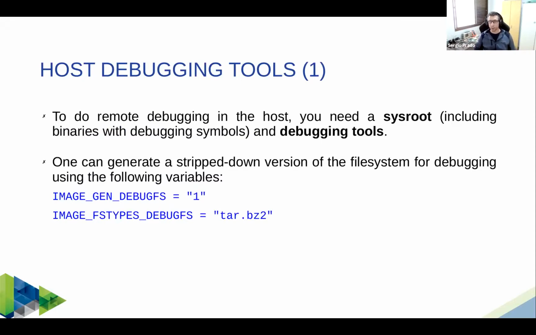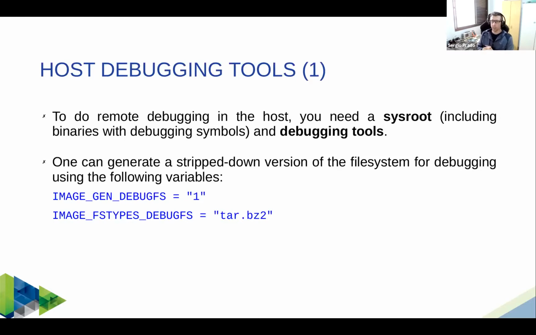Now, if you want to do remote debugging, then you will need basically two things on your host machine. You need a sysroot of your image. That's basically a version of your file system with the applications, the debugging symbols and the source code, so you can do debugging. That's one thing. And the other thing that you probably need is debugging tools. That's basically your toolchain with the debugging tools like GDB, addr2line, and things like this. That's probably what you need to do remote debugging. I think we have a few options here.